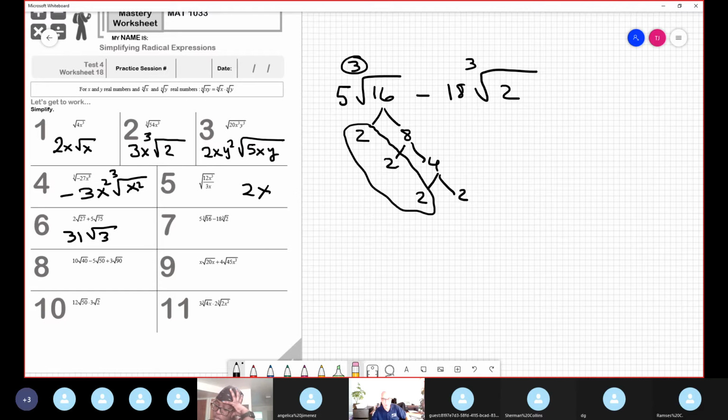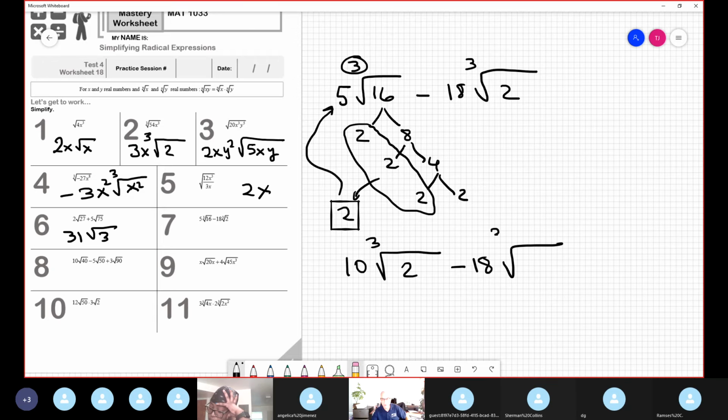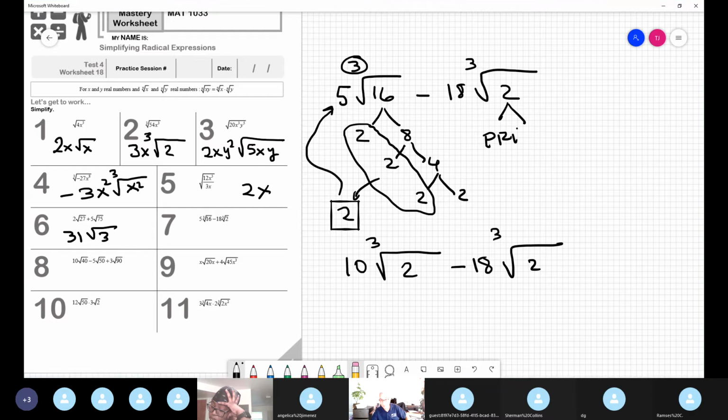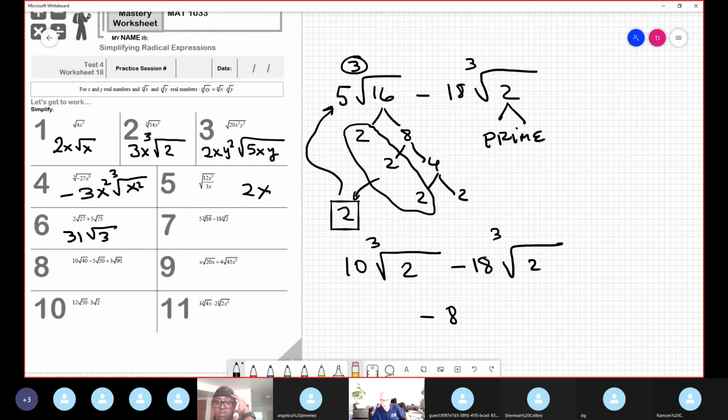These three 2s represent one 2 outside, and this 2 is multiplied by the 5 as a factor. We get 10 cubic root of 2, minus 18 cubic root of 2. In this case, we cannot do anything because 2 is prime. Now they are like terms. Combine: 10 minus 18 is minus 8. The answer is minus 8 cubic root of 2.